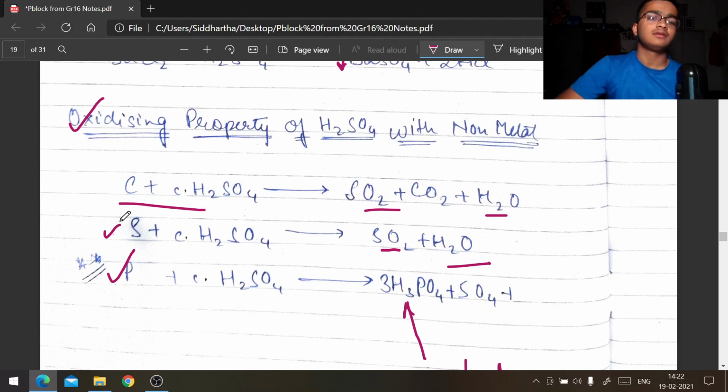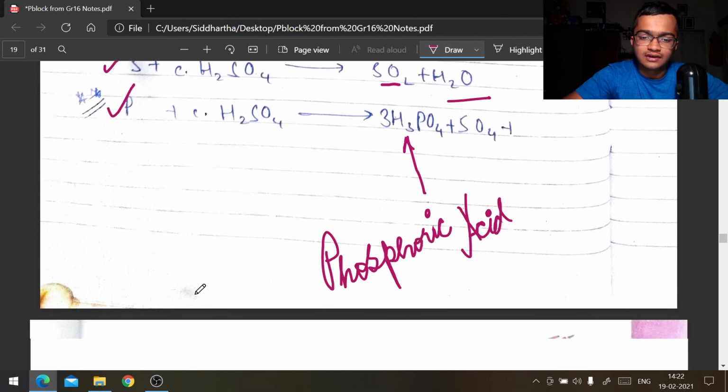Next is the oxidizing property of H2SO4 with non-metals. When you take carbon, a non-metal, with H2SO4, we obtain CO2, carbon dioxide, sulfur dioxide, and H2O. When you take sulfur, you obtain sulfur dioxide and H2O, and when it is phosphorus plus H2SO4, it gives H3PO4, phosphoric acid.